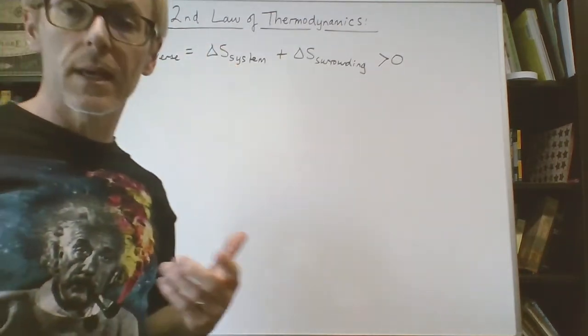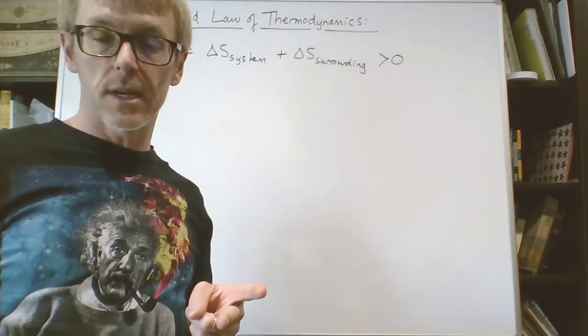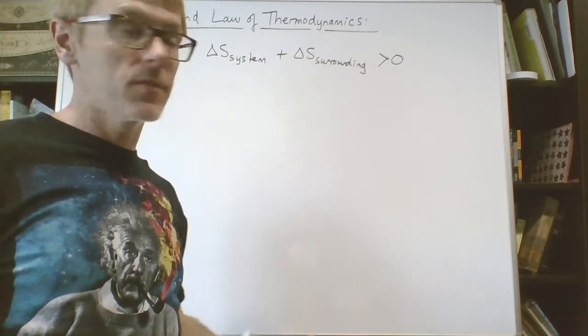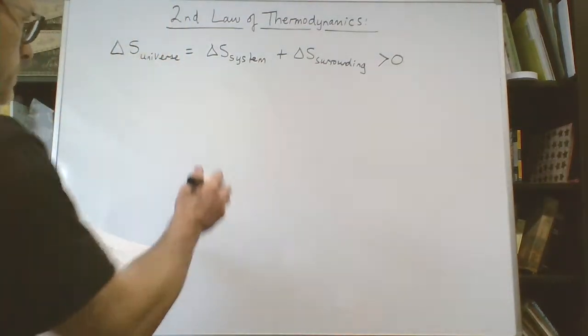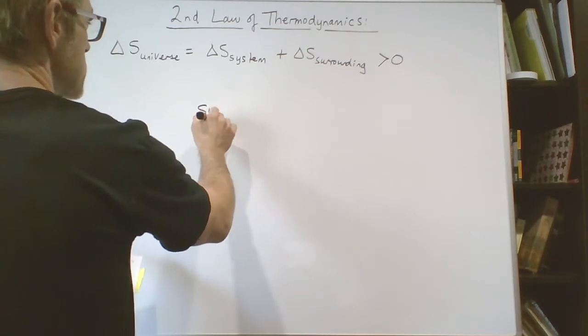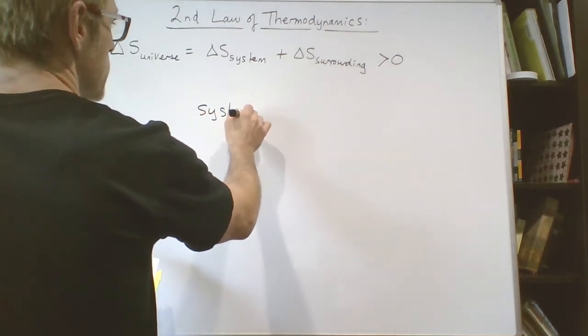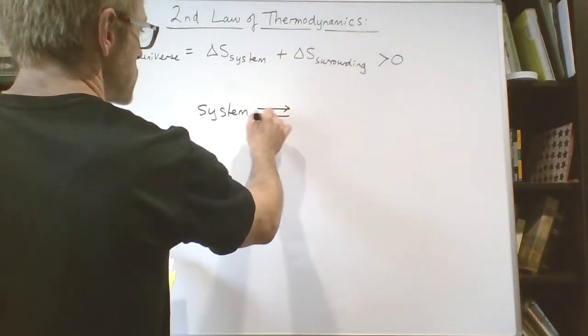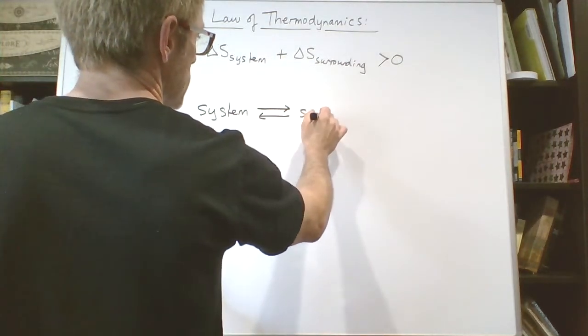Notice there are 3 labels, but there's only 2 objects. One of the labels is the sum of the other 2 objects. So we have a system that can exchange information with the surrounding.